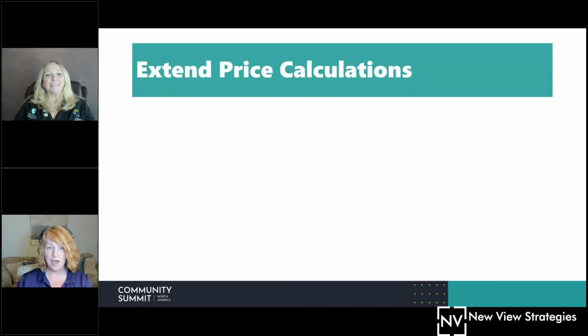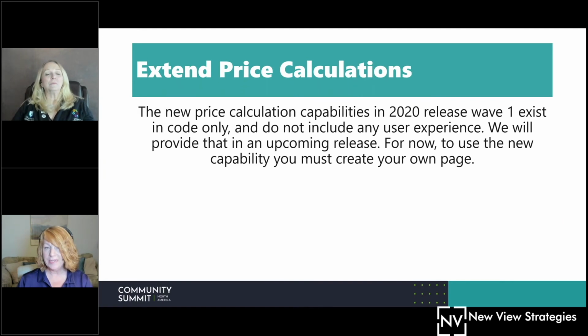So if we move on, I want to share with you a little secret. I guess it's not really a secret, it's been published, but we do have new price calculation capabilities in the 2020 release 1, wave 1. They do exist in the code. There is not a user interface access to them yet, so we don't have any way to set them up. But if you really need something before that is released, because it is coming down the pike, I haven't looked to see if it's in this release that's coming out, but if you really need it, you could do an extension. And the idea there is it's going to create capabilities for different price calculations.